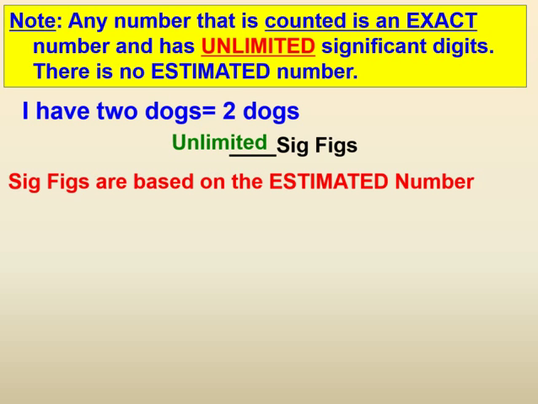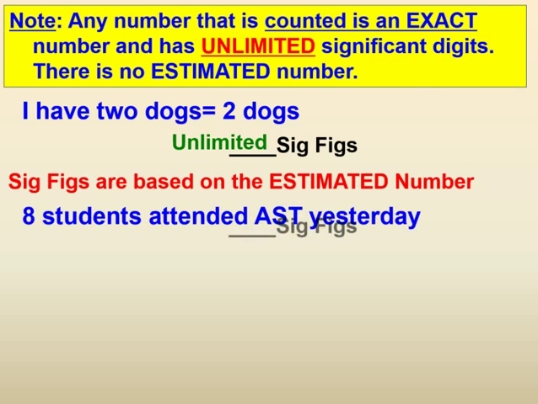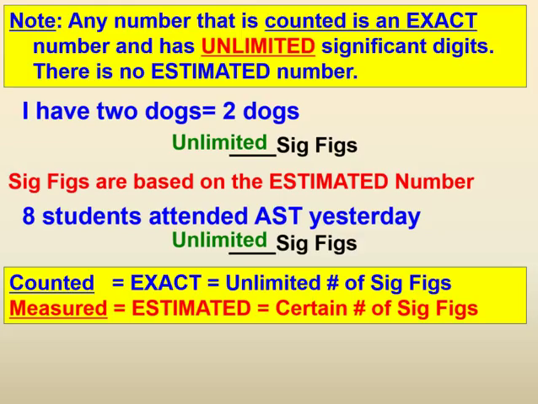It is 2. Similarly, I had 8 students attend AST yesterday. How many significant figures do I have? Unlimited. 8 students showed up. So, when you're using an exact number, that's an unlimited number of significant figures. If you're using a measured number, you're going to have to include some sort of estimation at some point, and so you'll have a specific number of significant figures.